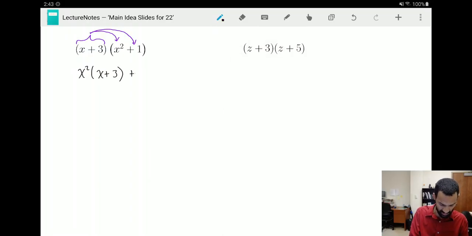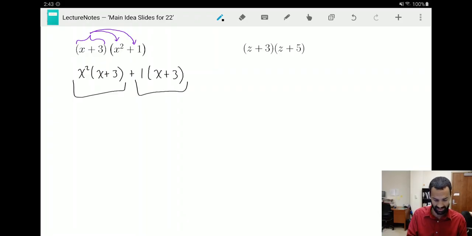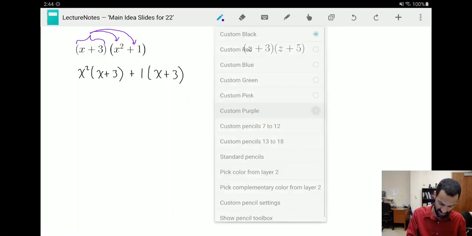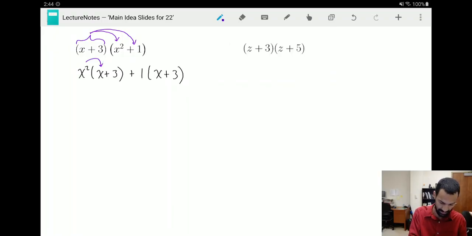That's going to give me 1 times x plus 3. Okay, so here we have now two terms that are definitely multiplication problems, right? And the distributive property will apply there as well. So what are we going to do about that? Okay, well, what we can do is distribute the x squared.